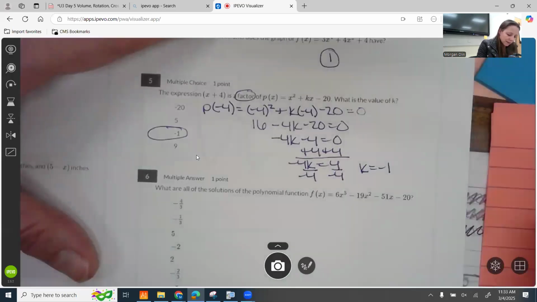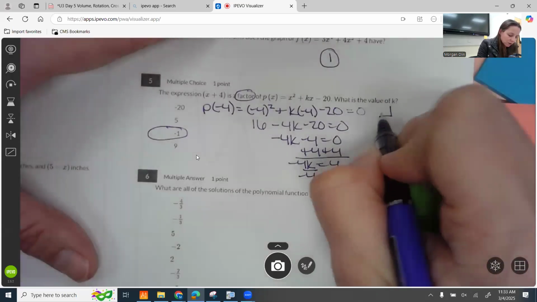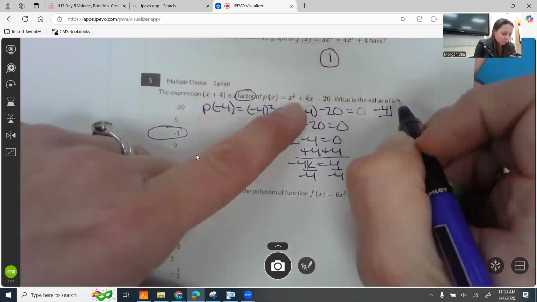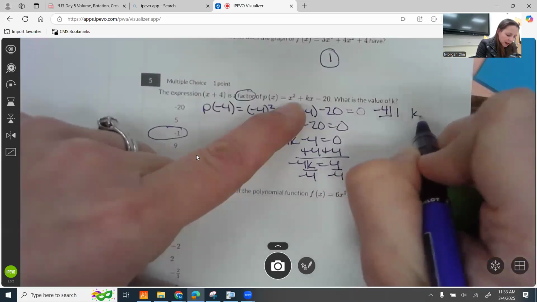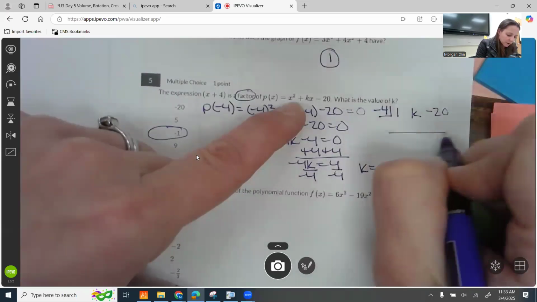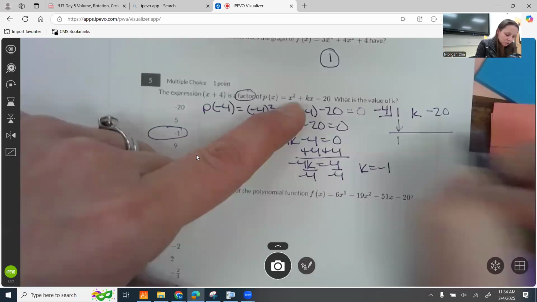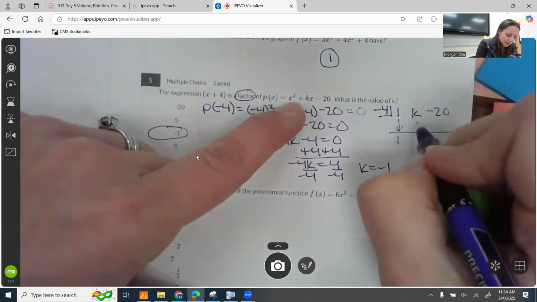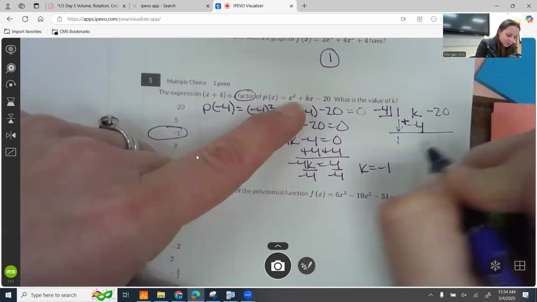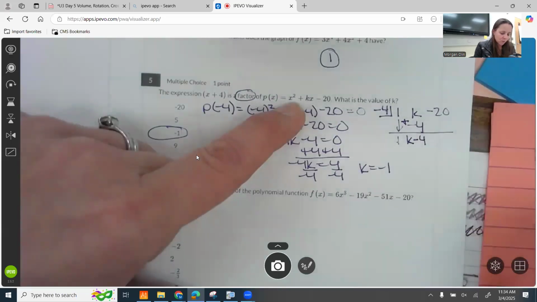Now, you can use synthetic division. I'll try to do it here. You can put negative 4 in the box. Double check I don't need anything. 1, k, negative 20. Start off synthetic division, drop down your 1. Negative 4 times 1 is negative 4. And you would add these. So when I add it, I just get k minus 4.